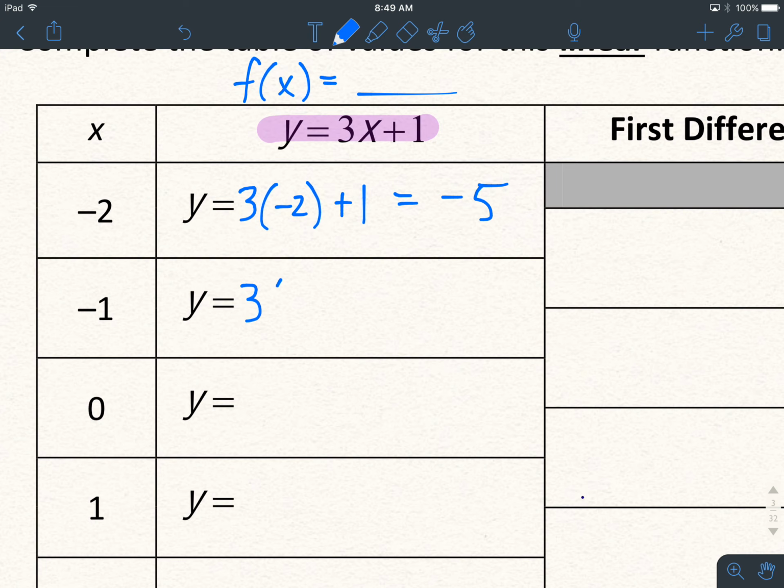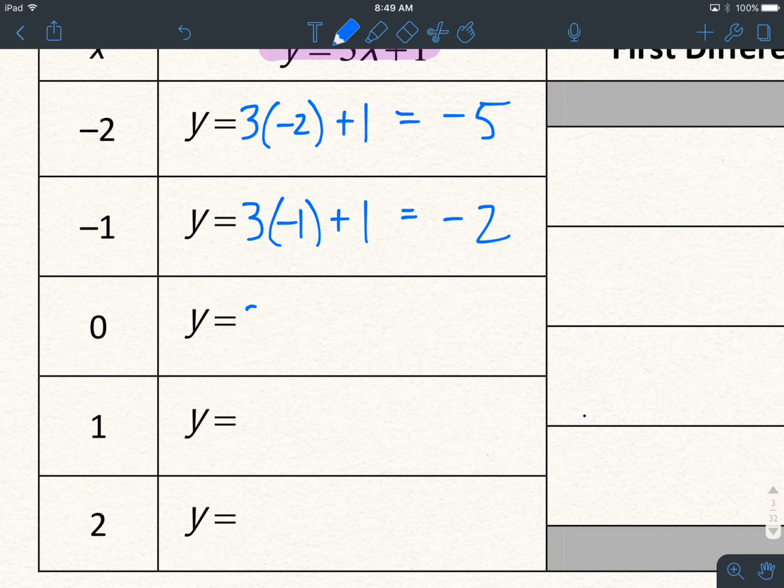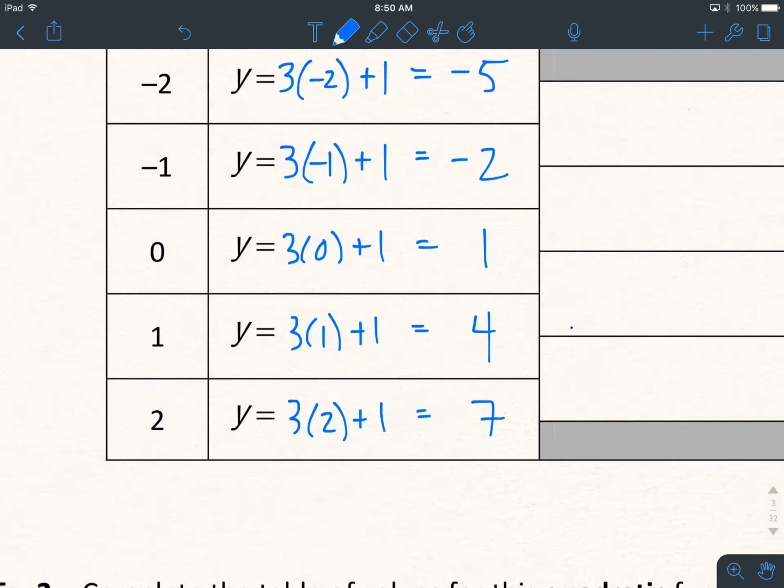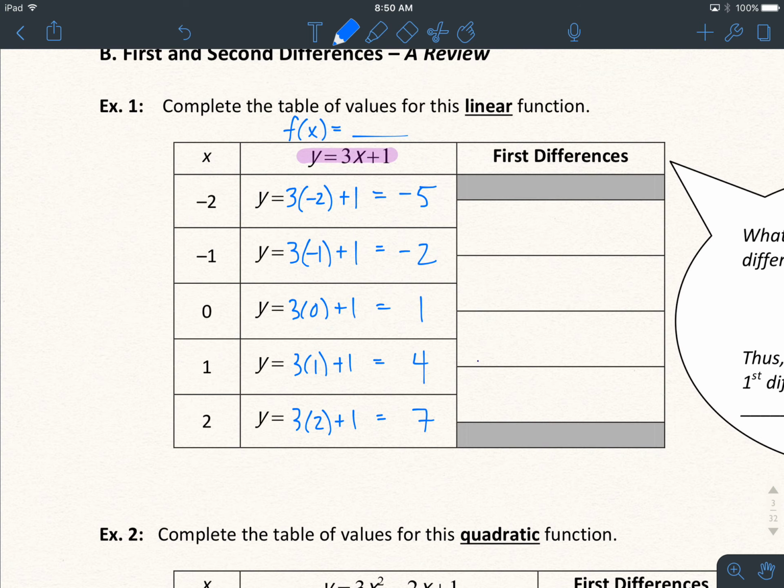And we're just going to go down the line and do this. If you want to work ahead, that's fine. I'm going to write them out as we go. So here we have negative 3 plus 1, which is going to be negative 2. 3 times 0 plus 1 gives us 1. 3 times 1 plus 1 gives us 4, and 3 times 2 plus 1 gives us 6 plus 1, which is going to be 7. All right, so that is the completion of the ordered pairs, and now we're going to calculate the first differences.